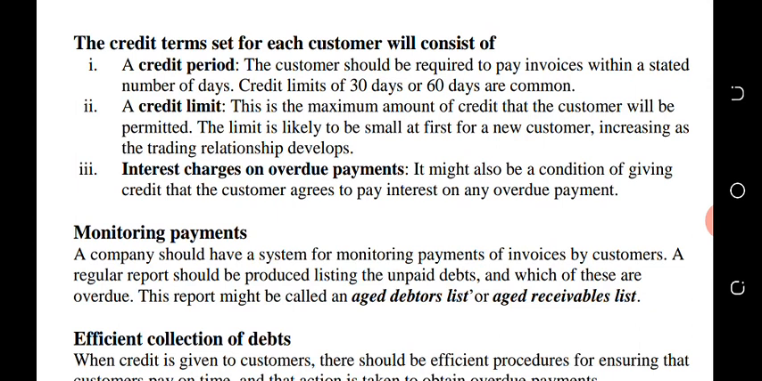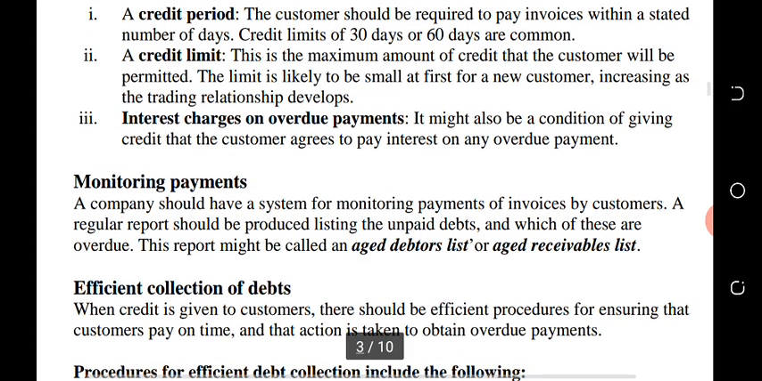Because the customer should be required to pay the invoice within a selected number of days, while a credit limit is the maximum amount of credit that the customer would be permitted. So the credit limit is the maximum amount a customer will be permitted to receive or collect. Three, interest charge on overdue payment. So we should be able to charge interest on overdue payment.